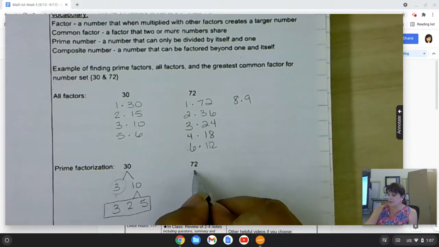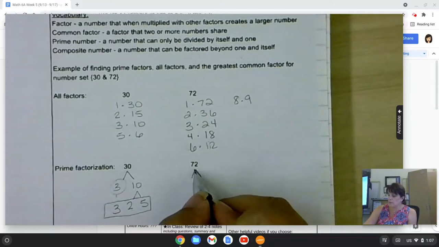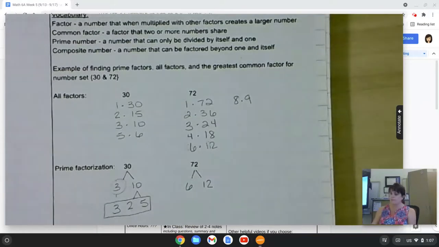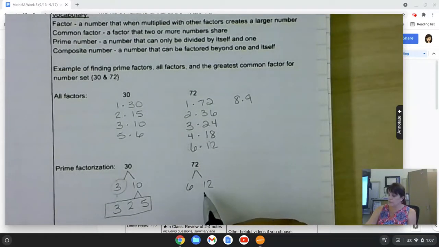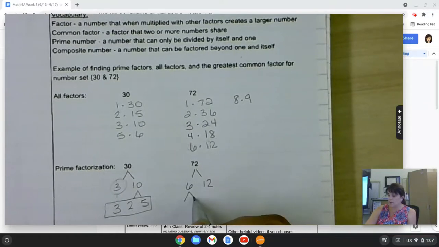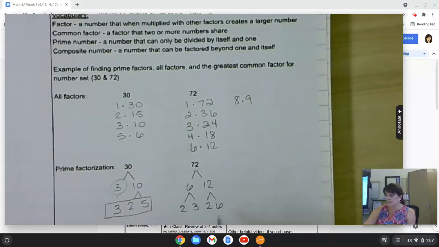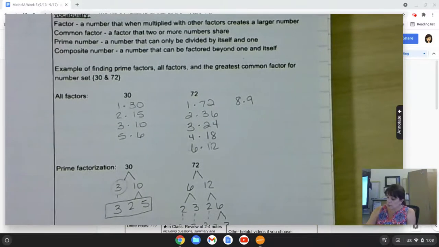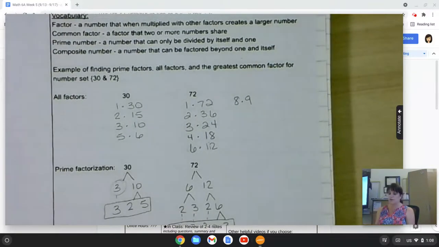Okay. For 72, okay, let's go with 6 times 12. It doesn't matter. Okay. 6 isn't prime, it's 2 times 3. 12 isn't prime, it's 2 times 6. 6 still isn't prime, it's 2 times 3. And there's a 2, and there's a 3, and there's a 2. So here's your prime factorization.